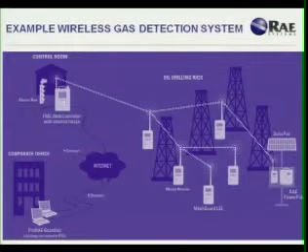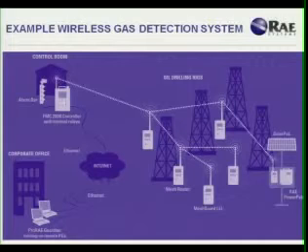Okay, so a quick example of wireless gas detection in oil and gas. You can kind of see the setup here. You have wireless gas detectors that are deployed out in the oil fields. You have sensors that can detect flammable gases and toxic gases.